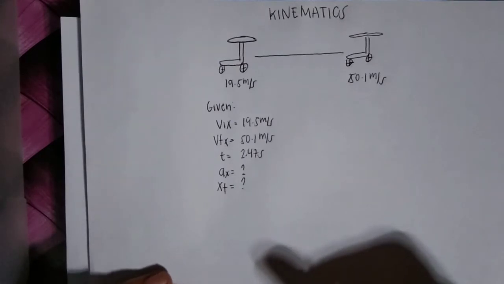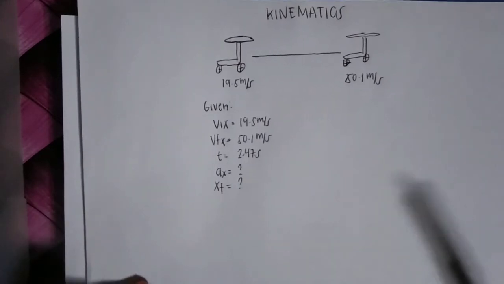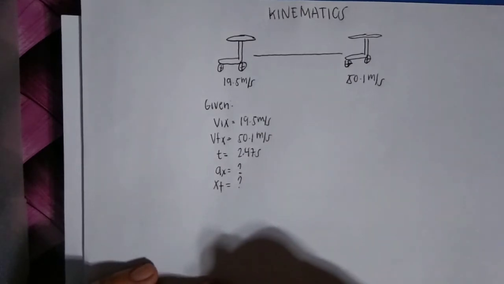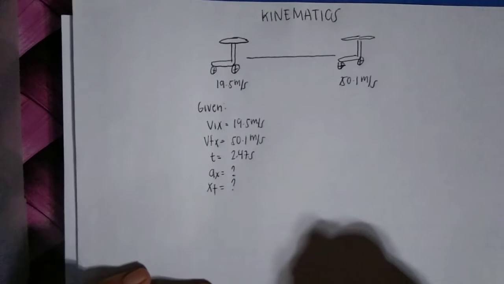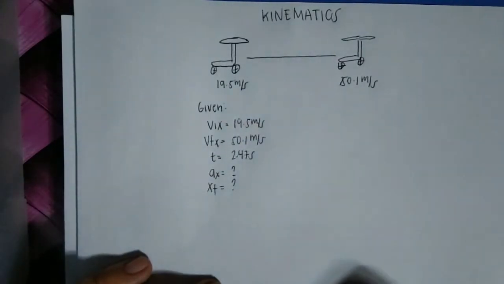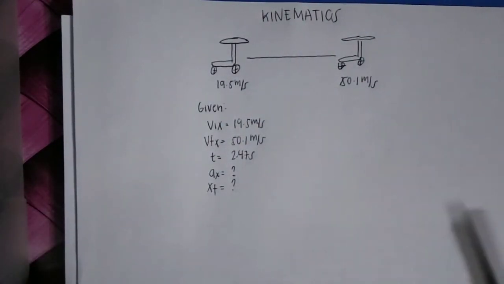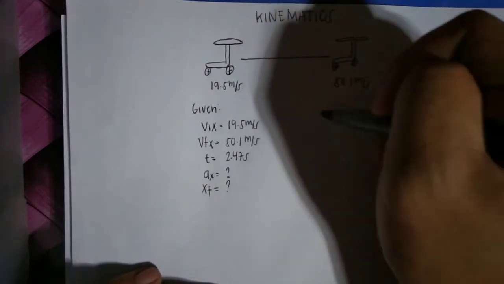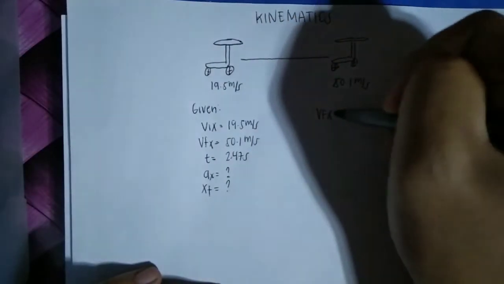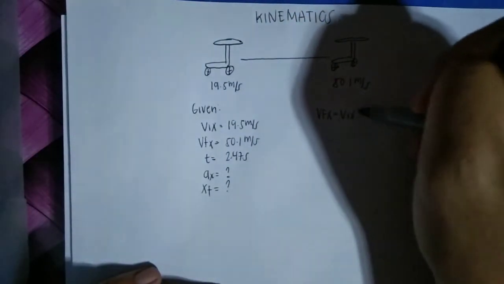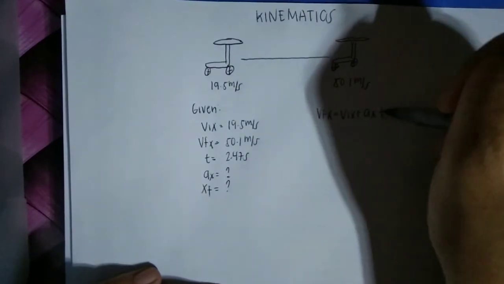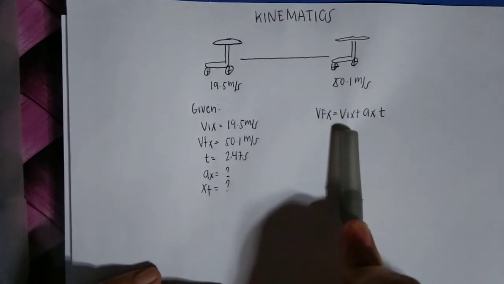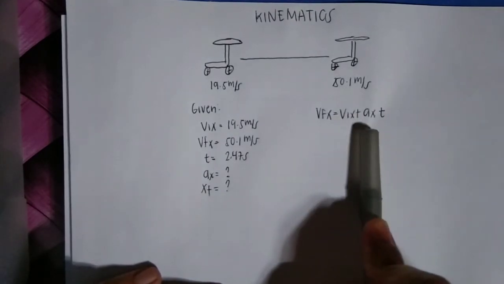So, pagkatapos natin identify yung mga known and unknown, identify na natin yung mga formula na gagamitin. So, first, hanapin natin yung acceleration. So, ang formula na gagamitin natin to find the acceleration ay Vfx is equal to Vix plus Ax times t. So, final velocity is equal to initial velocity plus acceleration times time.